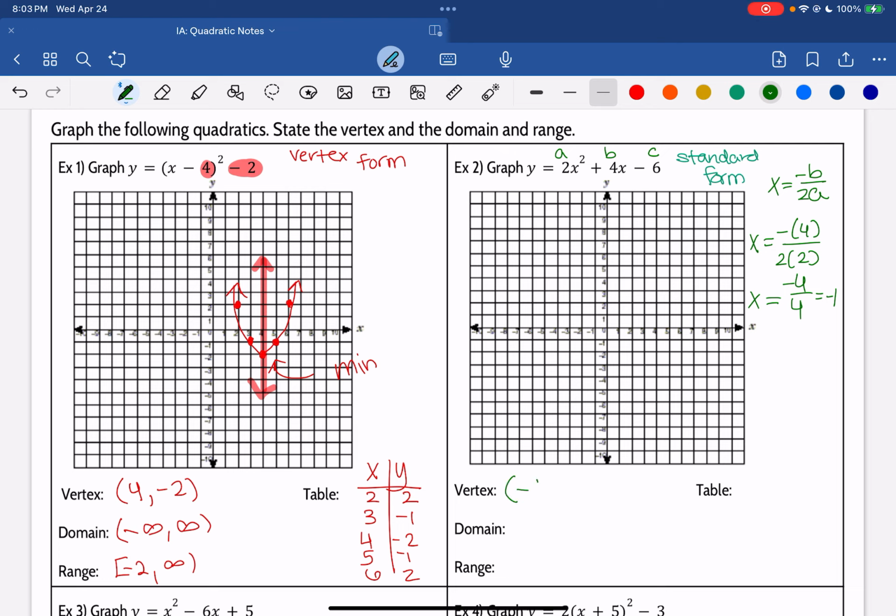So our vertex, we know it's at negative 1 something. That's the one part about standard form is you have to find that other coordinate. So that's what I'm using. I'm just plugging negative 1 into my equation. And I got negative 8.